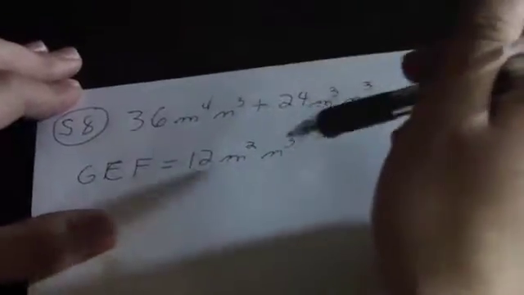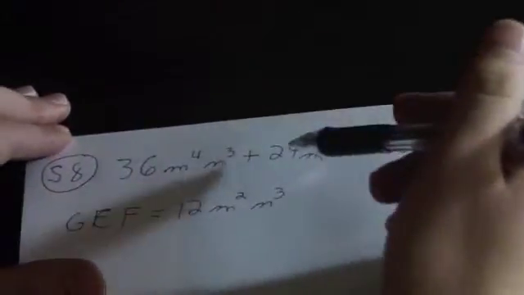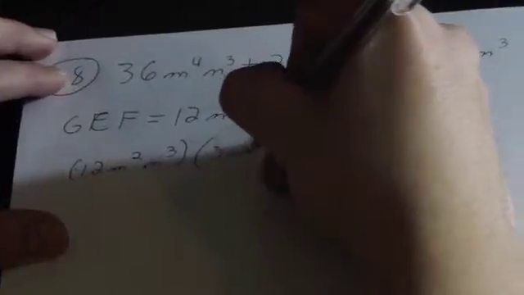The greatest common factor is 12 and n³. Because 12 is the greatest common factor of these numbers. So we're going to put here the greatest common factor, that is 12, m², and n³. So here we're going to try to find the number that multiplied by this gets 36m⁴n³. So the number is 3m².